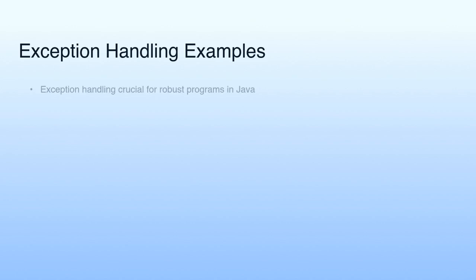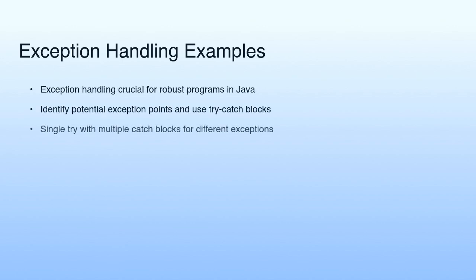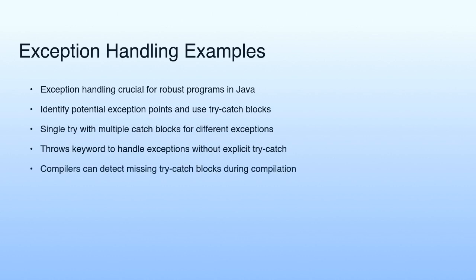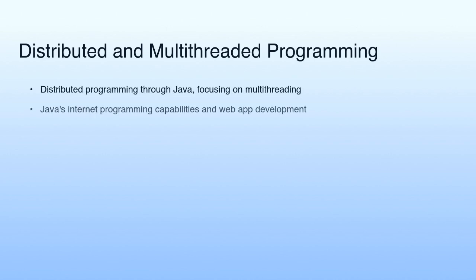We then examine real-world exception handling examples, demonstrating the crucial nature of exception handling for robust programs in Java, identifying potential exception points, using try-catch blocks, handling multiple exceptions with a single try and multiple catch blocks, and leveraging the throws keyword. Building on this foundation, we transition to distributed and multi-threaded programming concepts in Java, exploring its capabilities for internet programming and web application development, setting the stage for subsequent learning modules.